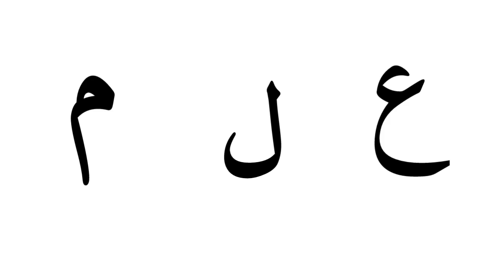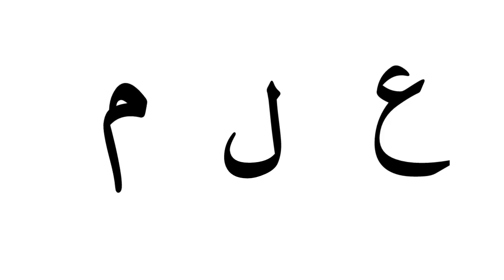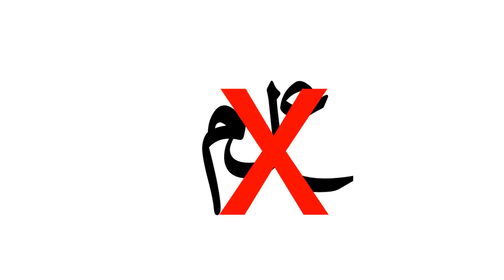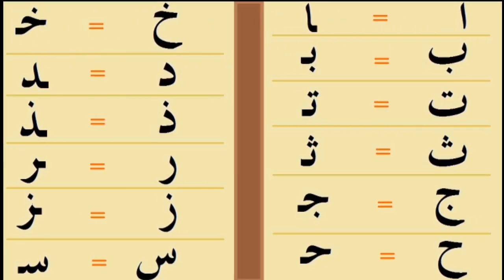When we want to join letters together to make a word, for example, a ayn, a lam, and a mim, we can't just stick them together because the word would be too big. We can only join letters together in their short forms. Let's have a look at some short form letters.